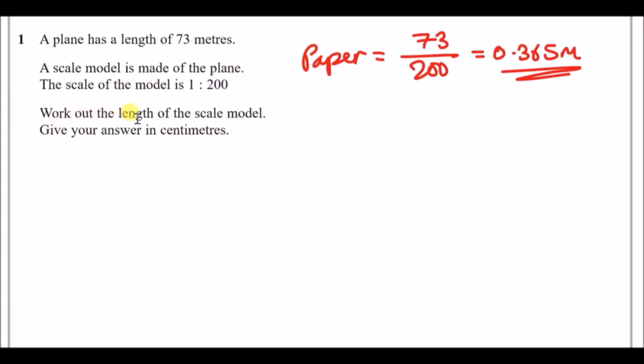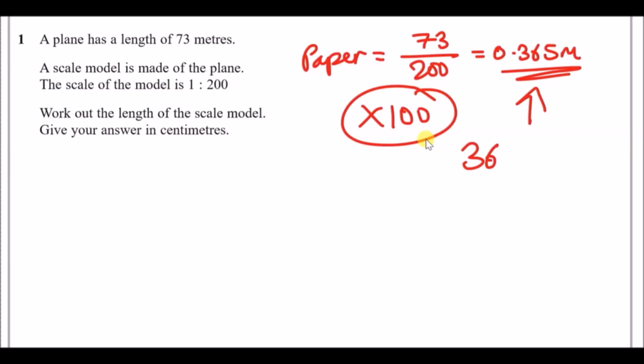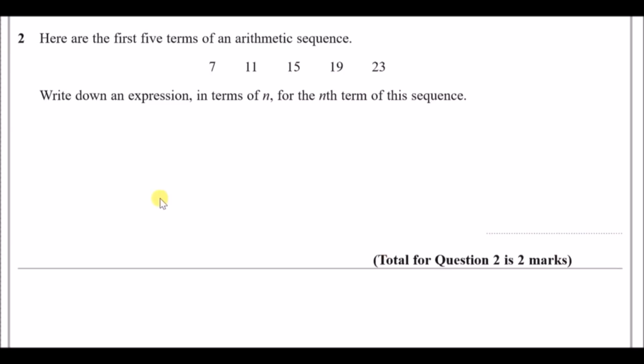Now work out the length of the scale of the model. We did that. Give your answer in centimeters. So we haven't done that. To go from meters to centimeters, you must always multiply by 100. So just times this answer by 100, and doing that you should get 36.5 centimeters. And that's it, guys. That's literally one done.